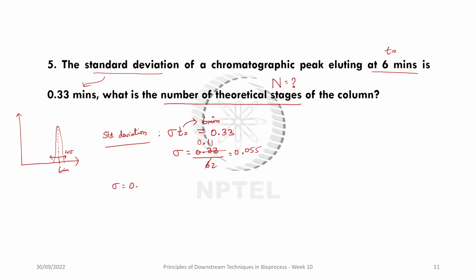So what is the use of finding sigma here? How do I relate this with number of plates? So in the lectures it was said sigma square is equal to 1 by n, where n is the number of theoretical stages. So what does that tell you? N is equal to 1 by sigma square, correct? Can you solve for this?